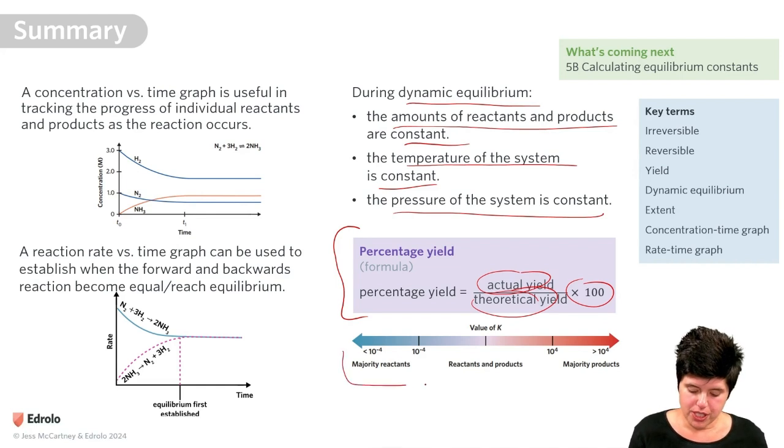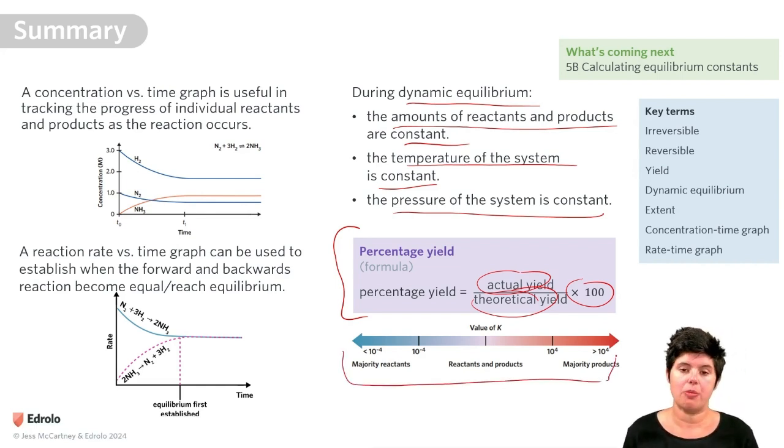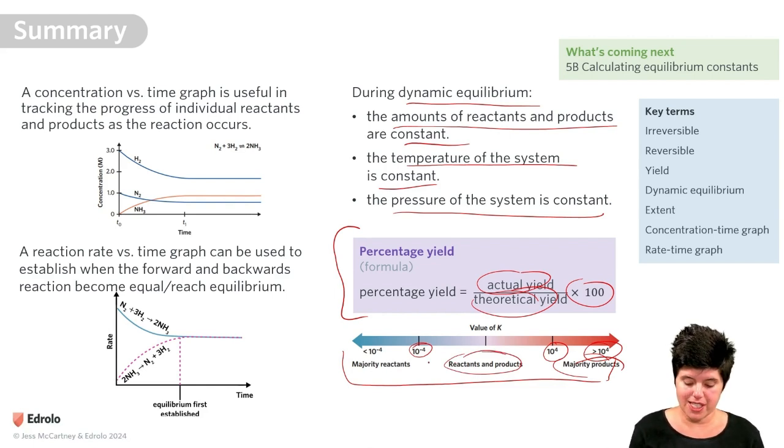And we can also predict how much of the extent of the reaction has formed based on looking at the equilibrium constant. So remember, if our equilibrium constant is greater than 10 to the power of 4, then we have majority of products. If it's sitting between 10 to the negative 4 and 10 to the power of 4, then we have an equal amount of reactants and products. If it's less than 10 to the negative 4, then we have majority of reactants.